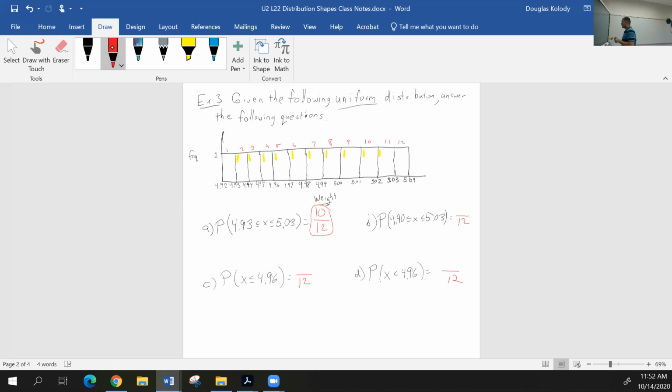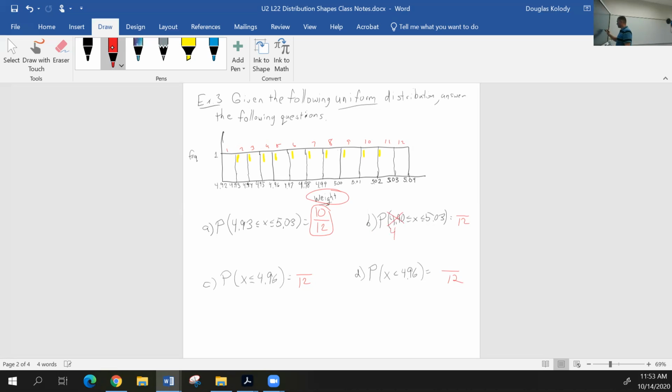How about from 4.90 to 5.03 in part B? First off, are there any weights here in grams? And by the way, let's just say that this is the weight of some small object, and let's just say that this weight represents grams. And it's important that we're talking about the weight of an object here because of the type of variable that weight is. We'll get to that in a second. But are there any weights here that even go as low as 4.90? No. So 4.90 is a moot point.